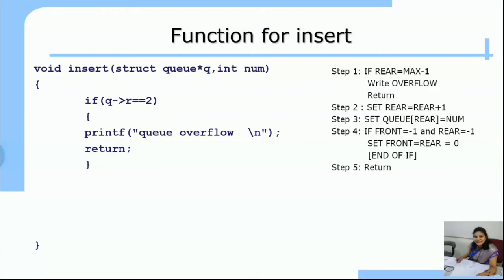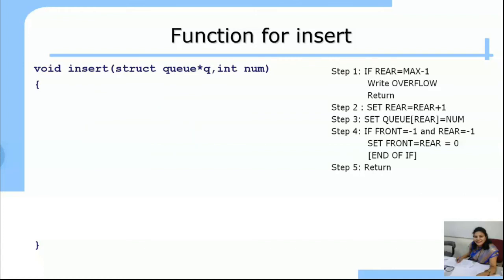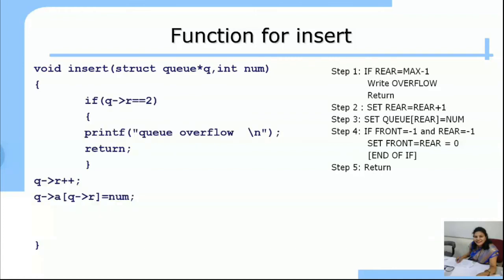See, if rear is equal to 2, why 2? Because our size of queue is 3. So 3 minus 1, 2. So if rear is equal to max minus 1, then we are writing queue overflow. The next step is set rear is equal to rear plus 1. So queue of rear plus plus. Step 3 is queue of rear is equal to num. So in the array at the rear position we are going to store the num. That's why we are writing the A of queue of rear position is equal to num.